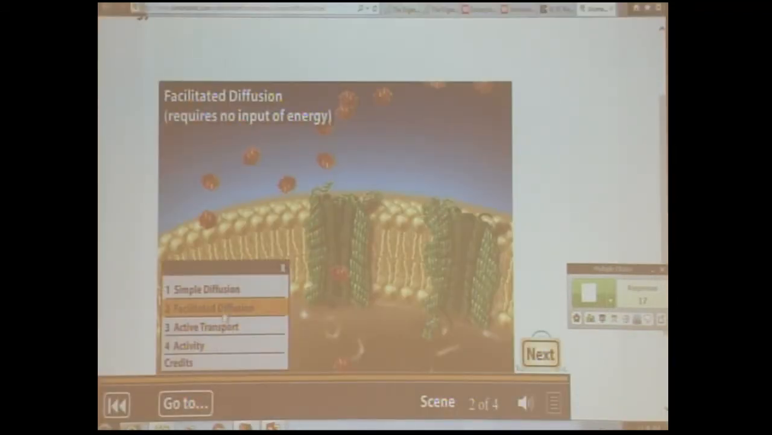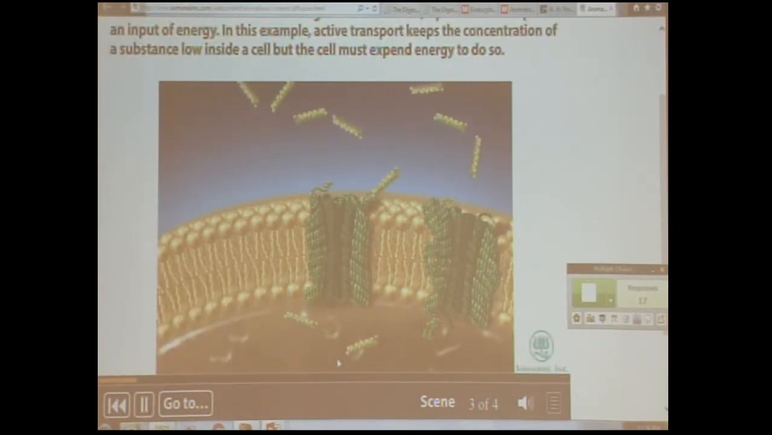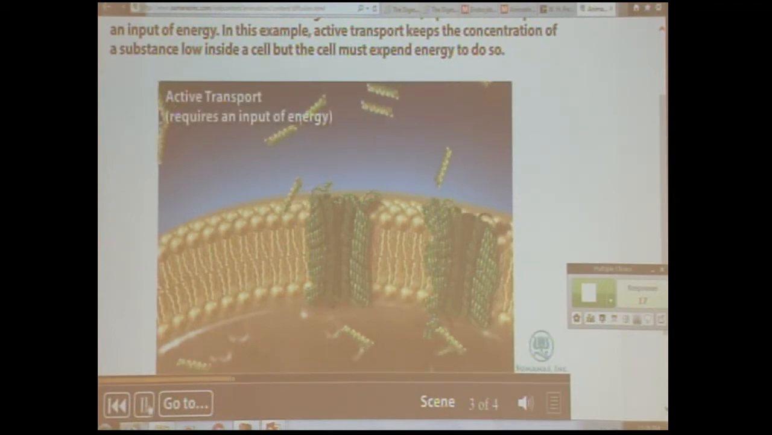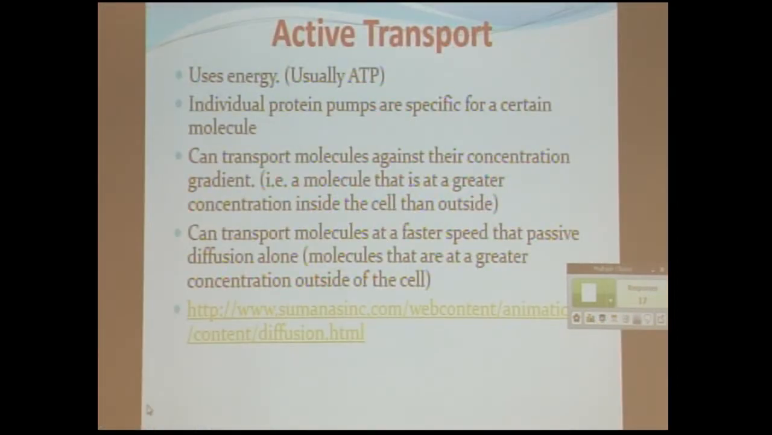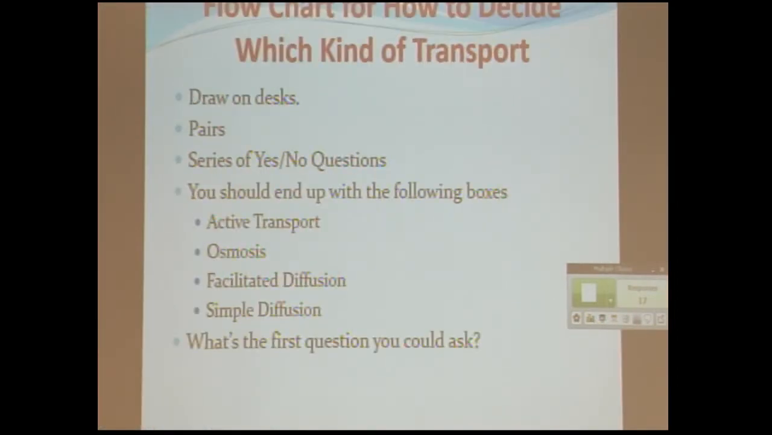All right, which is this one? So you can see this little green molecule here. It's at a low concentration inside. It's some kind of waste product. But the cell wants to move it out because it's a waste. So this little star thing that comes in represents ATP or energy. And it uses that energy to push it out. Like so. All right. So let's make a little flow chart here.